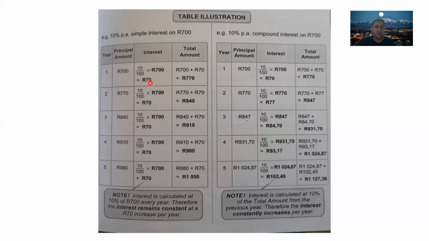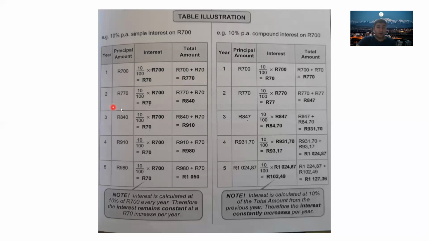Now 10% of that is 70 Rand. Now I deposited 700 Rand, and then 70 Rand is added to that 700 Rand as interest. At the end of the year now, I have 770 Rand. I deposited 700 Rand. 10% of that 700 Rand is added to 700 because it is the amount of the interest. Okay. Now, at the end of the year, I have 770 Rand.